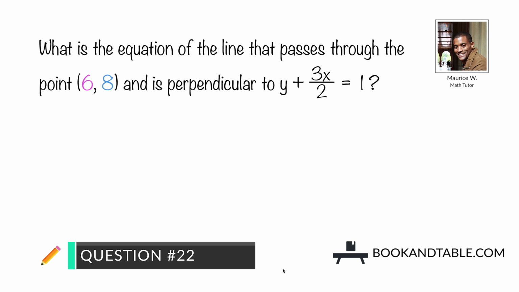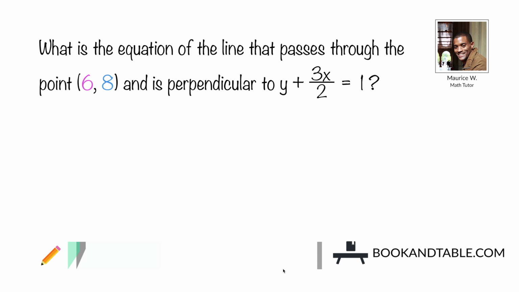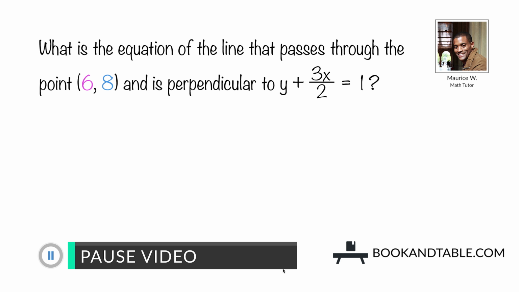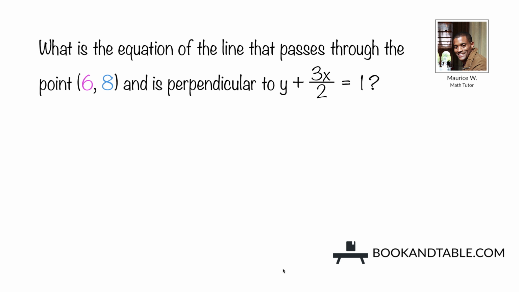Question number 22. What is the equation of the line that passes through the point 6, 8 and is perpendicular to y plus 3x over 2 is equal to 1? Pause the video, answer this question, and then press play when you are ready to begin.